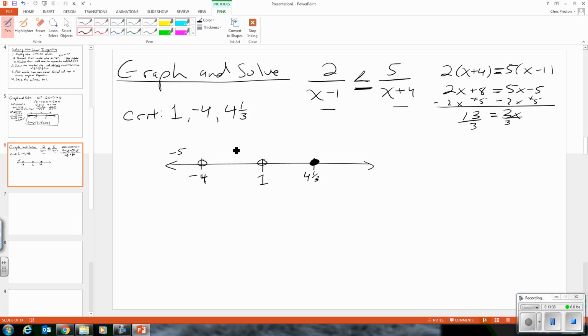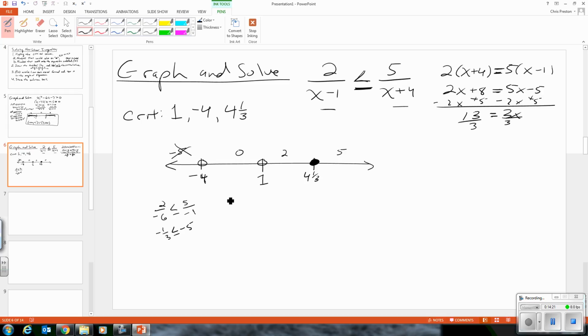All right, so I'm going to pick some numbers. -5, again, 0 might be a nice choice here. How about 2? And how about 5? And what I'm going to do is plug these into this expression and see. So when I plug in -5 in here, I'm going to get 2 divided by -5 minus 1, so -6. And my question is, is that less than or equal to 5 over -5 plus 4, -1? Is -1/3 less than or equal to -5? Now, if you think about the number line, the closer you are to 0 for negative numbers, the bigger you are. So this -1/3 is actually bigger than -5. So no, that didn't work.